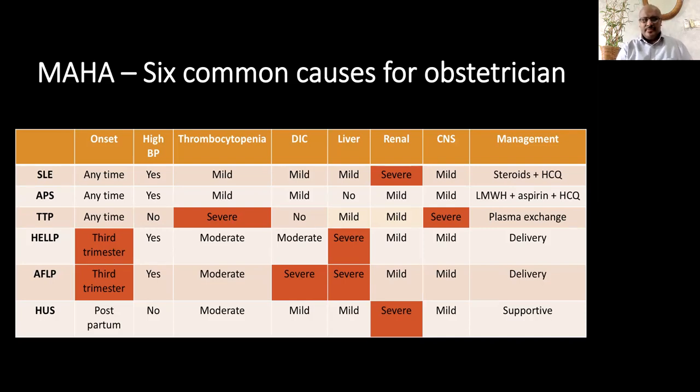On the other hand, if the thrombocytopenia is not severe, but the patient has got more severe renal manifestations, think of HUS. So renal plus thrombocytopenia is HUS. Severe thrombocytopenia plus CNS manifestations is TTP. And management of HUS is usually supportive. And ladies and gentlemen, please remember your 6 causes of MAHA in pregnancy.